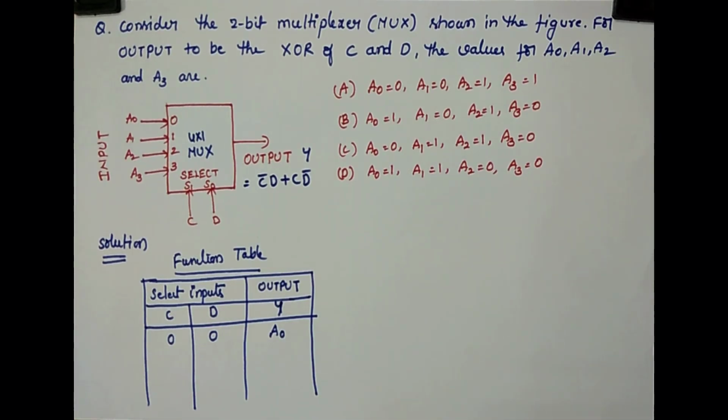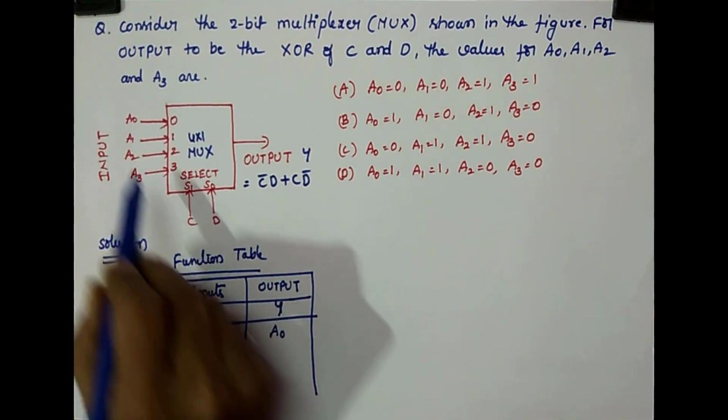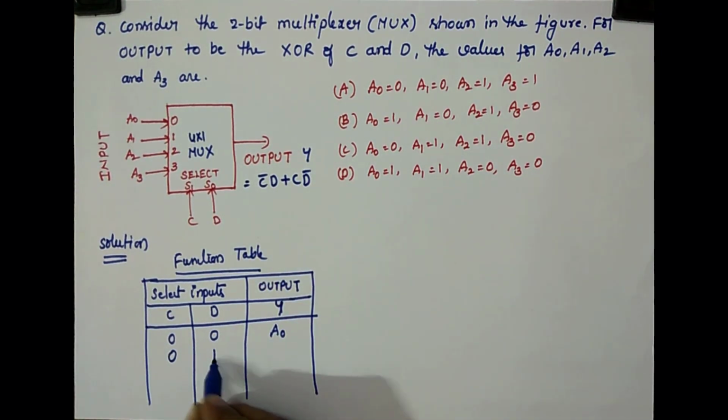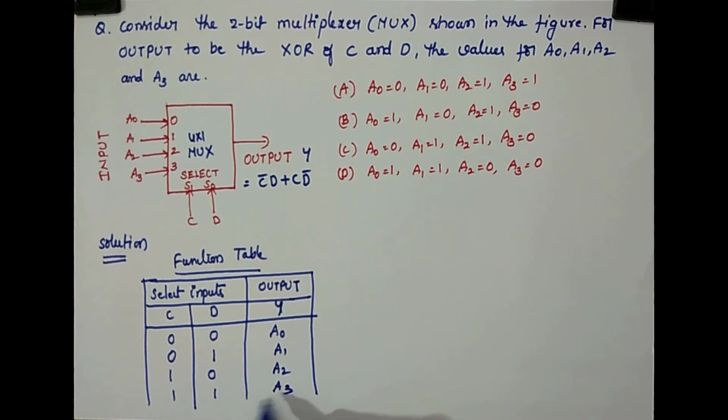You all know about mux. Based on the select inputs, it selects one of the input lines and sends that input line to the output. So that is mux. Whenever you give 0 and 0 for the select inputs, A0 will be selected and the output is A0. When you give 0, 1 as C and D, you will get A1. When you give 1 and 0, you will get A2. When you give 1 and 1, you will get A3. So this is your functional table.